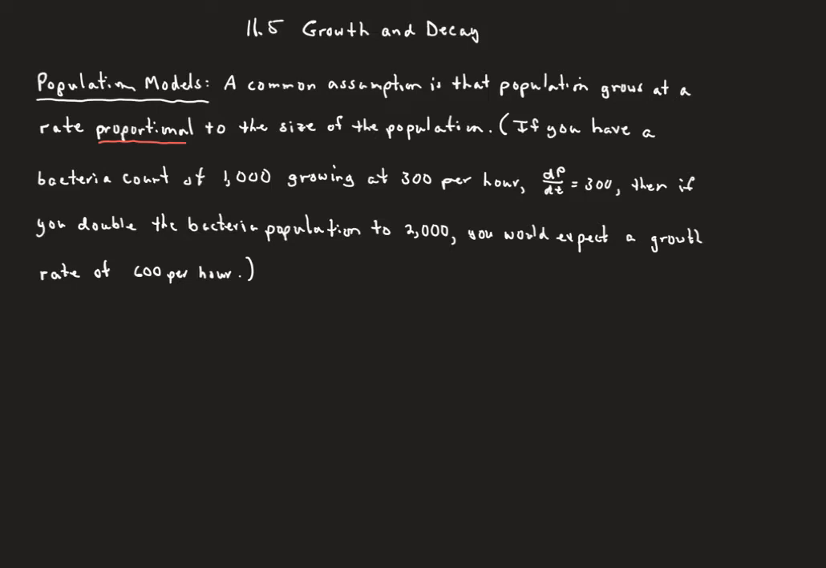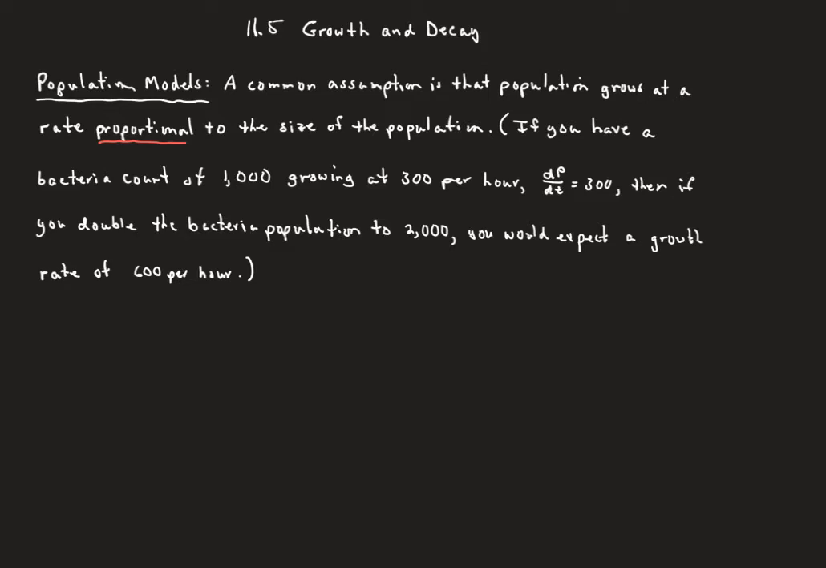We could be talking about the human population of the world, or the wolf population in the western United States. It can come from different scenarios. In whatever scenario we're talking about, a common assumption is that population grows at a rate proportional to the size of the population.